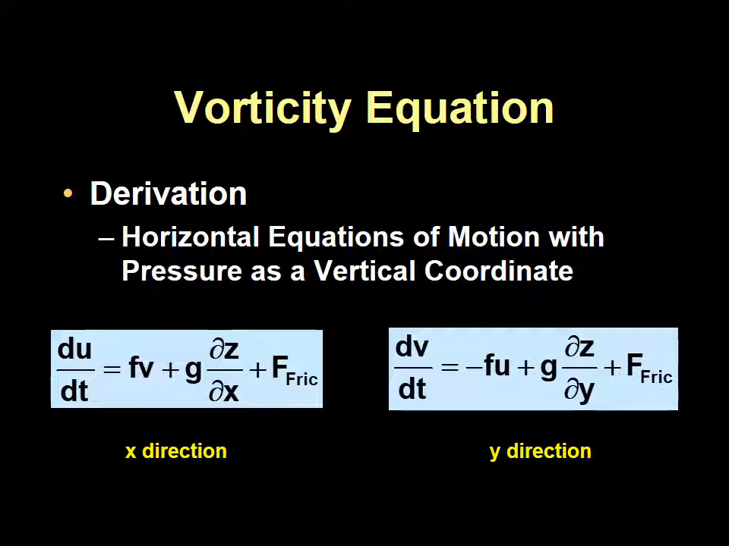So the first thing we do is take the horizontal equations of motion. This is why we went through great detail in deriving the horizontal equation of motion, because it's used so much in theoretical meteorology. So the first thing we're going to do is take our x component and our y component of the equation of motion. This is with pressure as the vertical coordinate, meaning that you have a height gradient. That's why you see dz dx and dz dy. You don't see dp dx or dp dy. This is on a constant pressure chart.